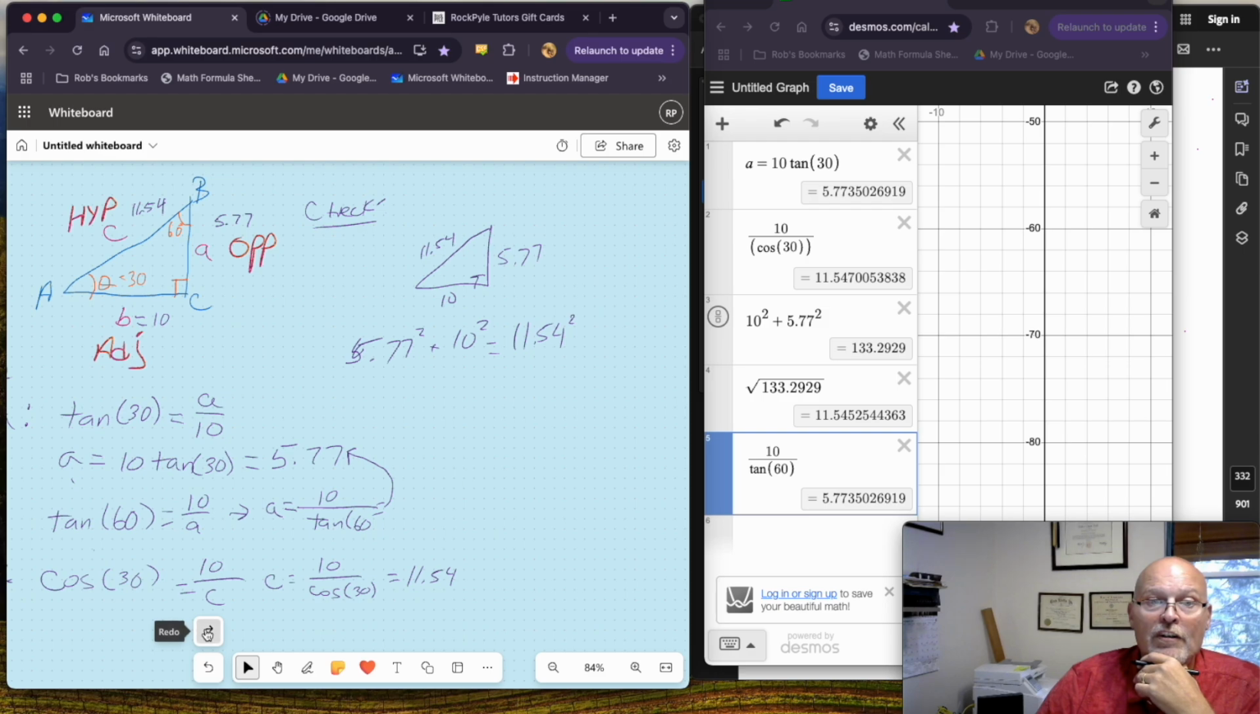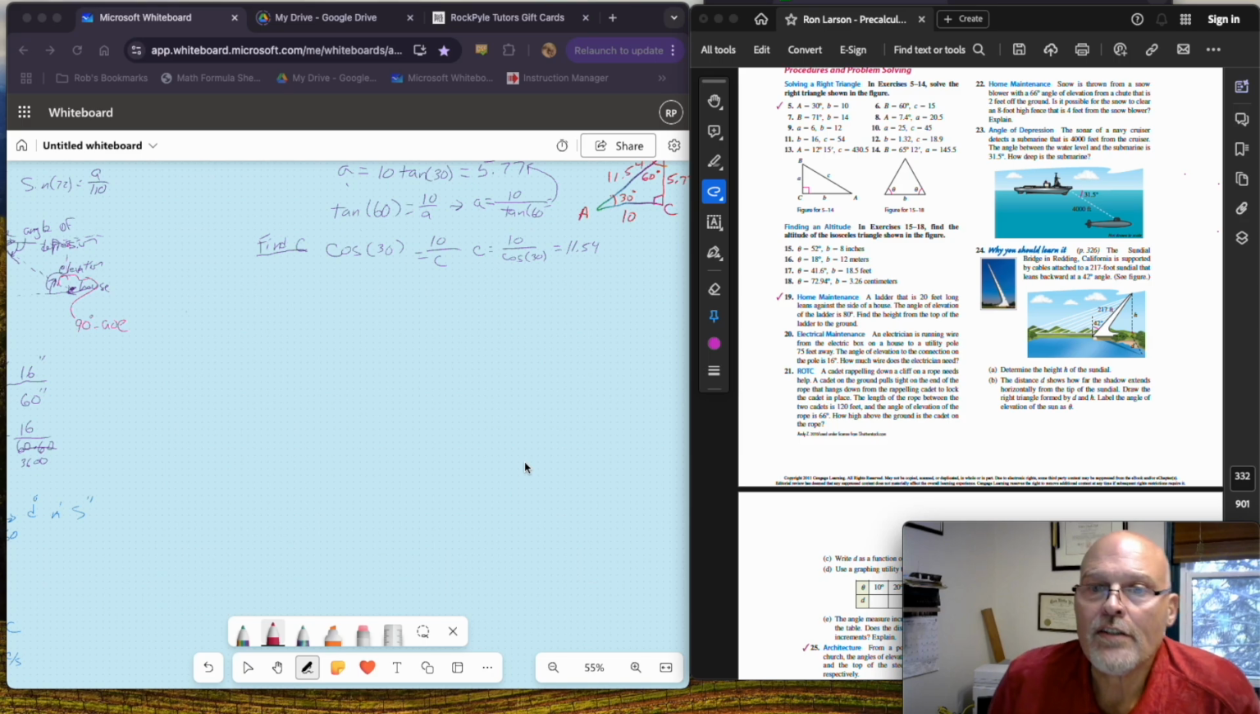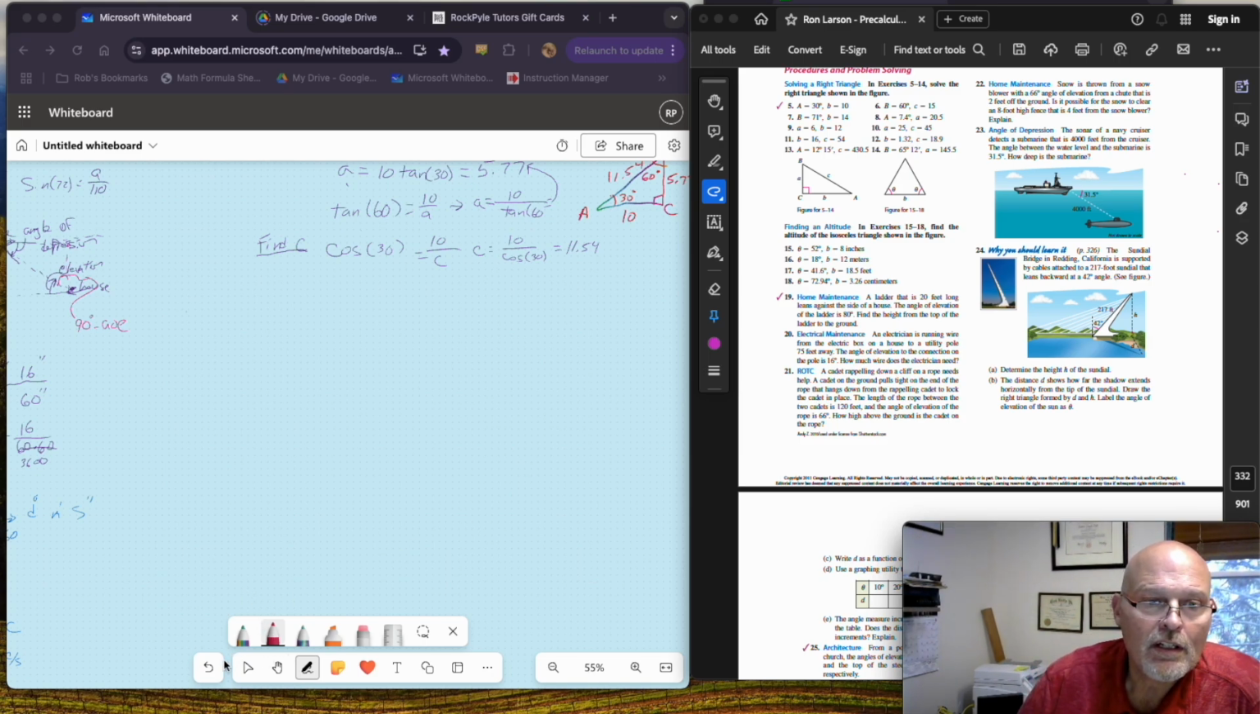So now, to finish it up, your answer should have labeled ABC, label your three sides, and label your three angles. Please put the right angle in there. I didn't do that. I will do that right now. Boom, there we go. All right, next problem is number 19, talking about a ladder up on the side of a house.